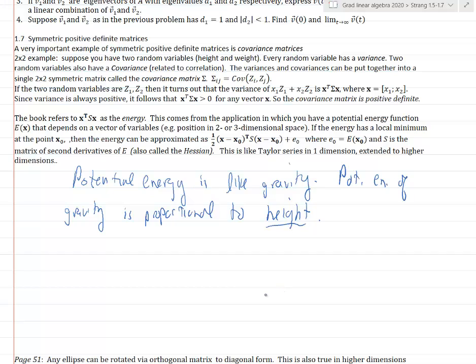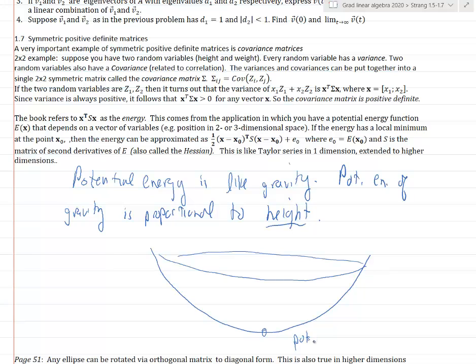Now let's think of a contour. Let's think of a bowl or a valley here. Okay, so you can think of this as a valley. So down here the potential energy is minimized. And then you have this bowl coming up like this.